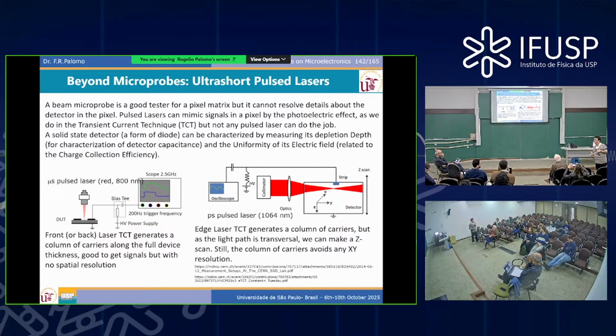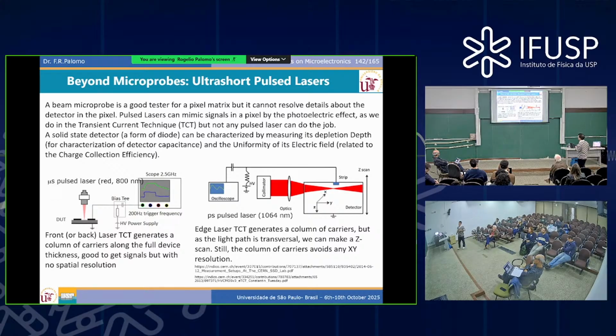Why? Because we wanted to generate voxels of charge along the whole bulk of the detector. Remember, we have a 300 micrometer, 280 micrometer thick detector. So you need extreme precision of focusing, and in particular, you need your device to be transparent to the light you are shooting at.